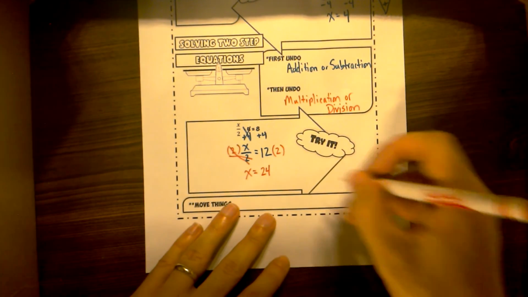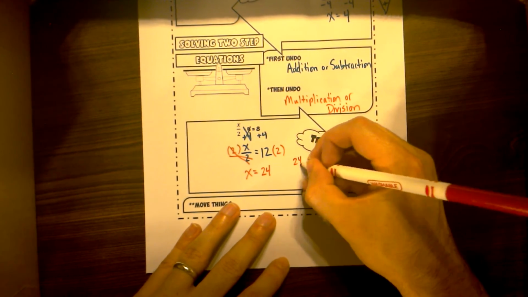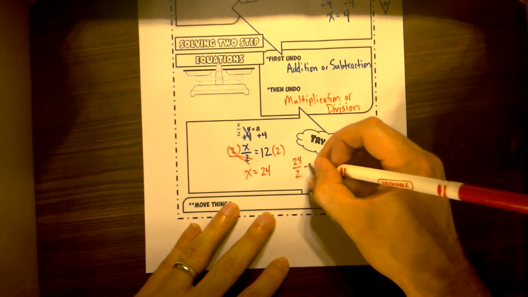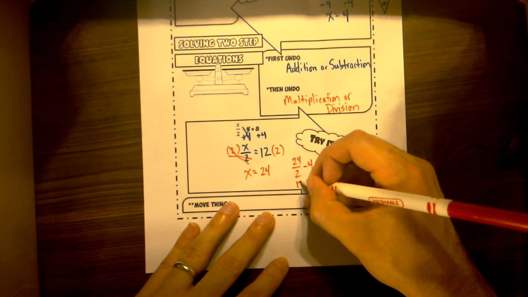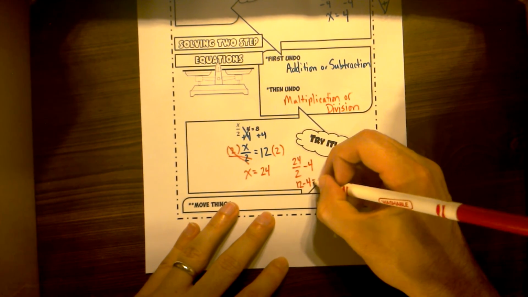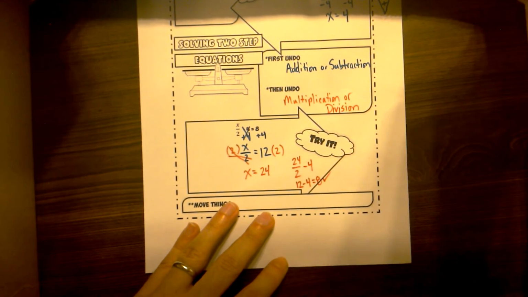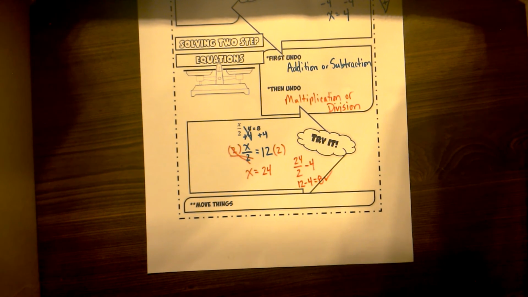Now let's see if that works. 24 divided by 2 minus 4. 24 divided by 2 is 12. Minus 4 does equal 8. So I checked it to make sure it works.